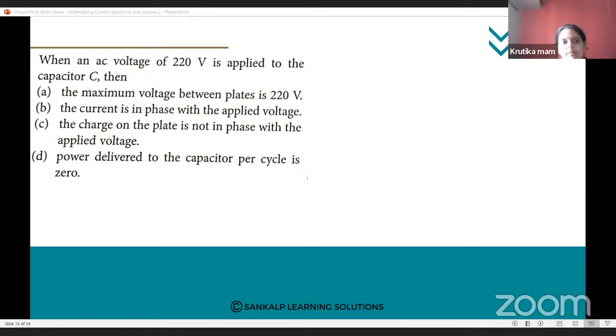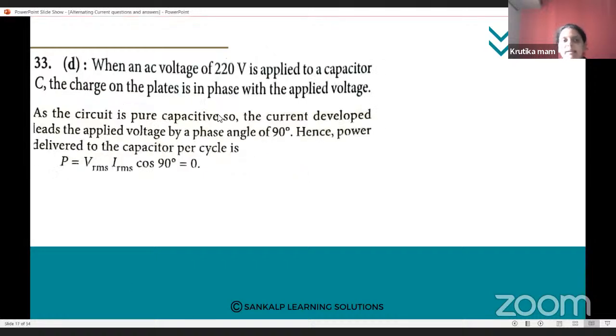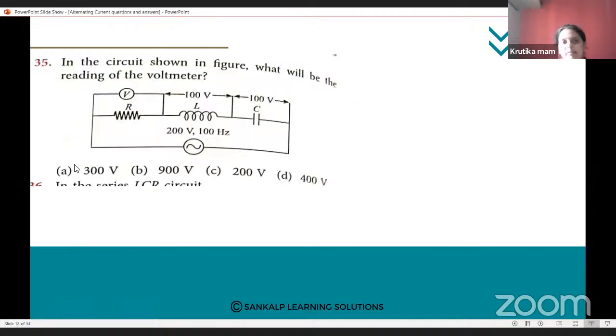Per cycle is 0. Yes. Okay, so let's see. That is option D is the correct answer because we have already discussed this.